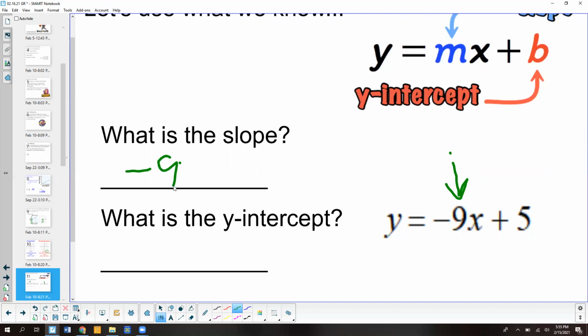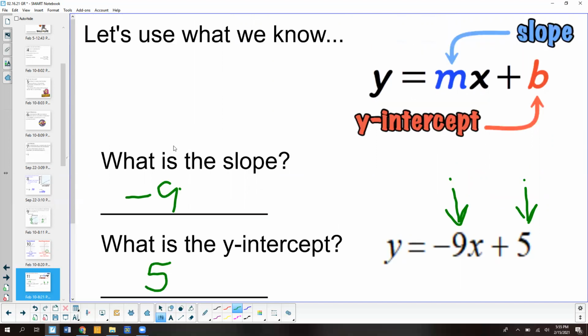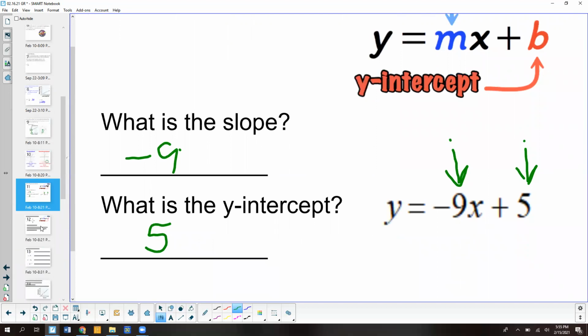And then what is the y-intercept? That's going to be that number at the end, that constant at the end, the number that comes after the x. In this case, it's going to be positive 5. You guys also did a really great job with this. We're just thinking about this in a different context today.